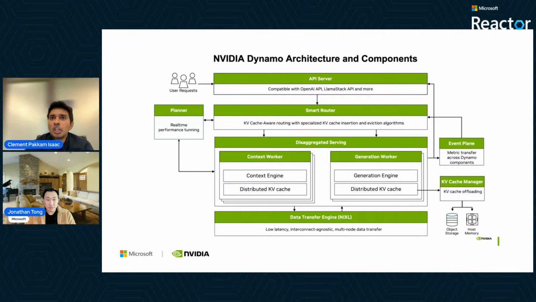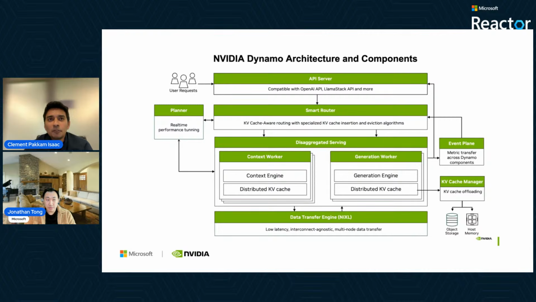Once the request flows from the API server, it goes through the next layer, which is the smart router. The smart router is not a typical load balancer, but it uses something called KV cache aware routing, which is specialized in insertion and eviction algorithms. So it gives an intelligent layer which decides where your request should go among the corresponding worker nodes.